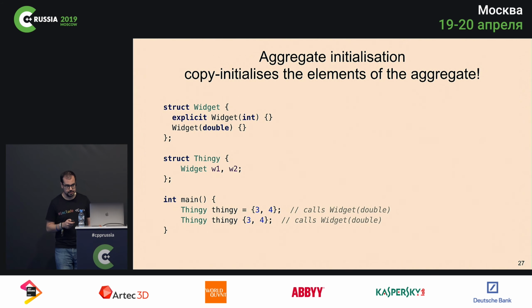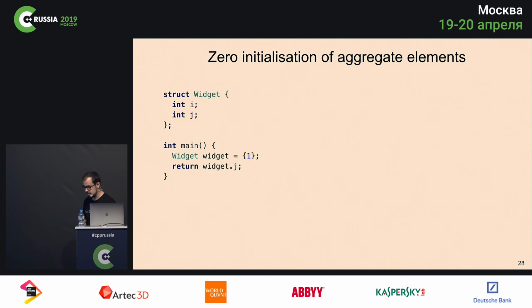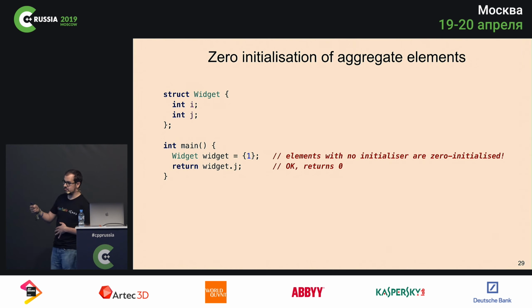Another special feature of aggregate initialization is this. Who can tell me what this program returns? Whether it's undefined behavior or it's valid, and if so, what does it return? Zero, very good. So a special feature of aggregate initialization is that if you omit some of the elements from the end, those elements are going to be zero initialized, which is great because it means whenever you use aggregate initialization, you can never have uninitialized members, and you can never have undefined behavior because of that. So that's great. This is why aggregate initialization is great. You can never have uninitialized members.